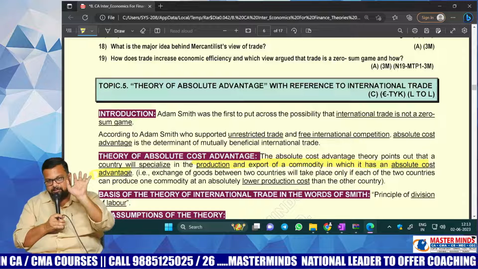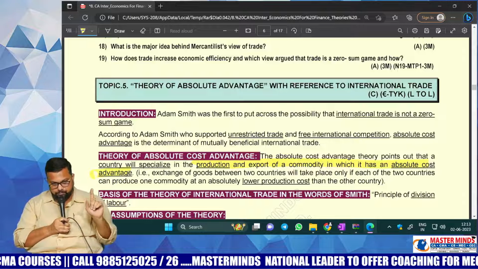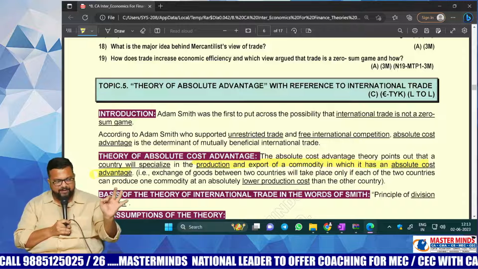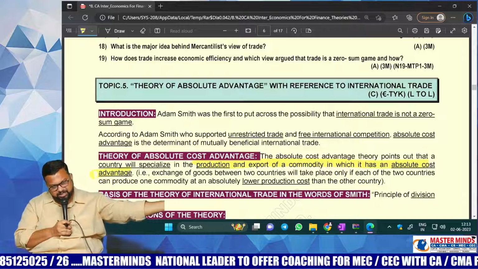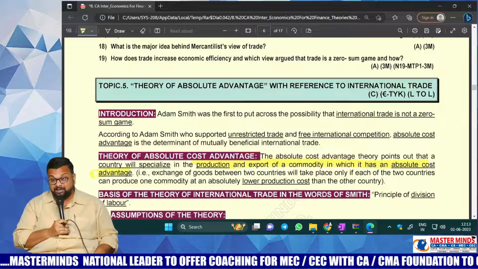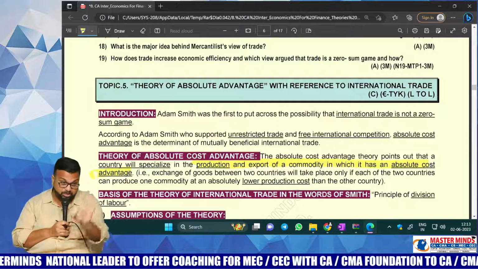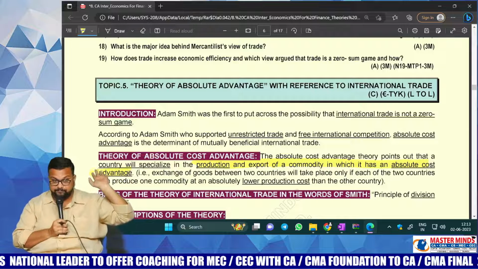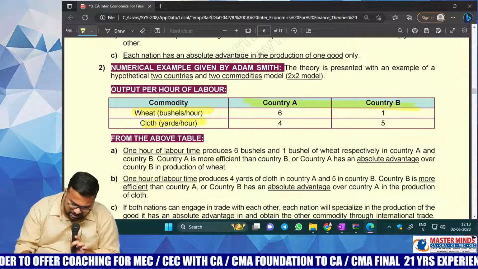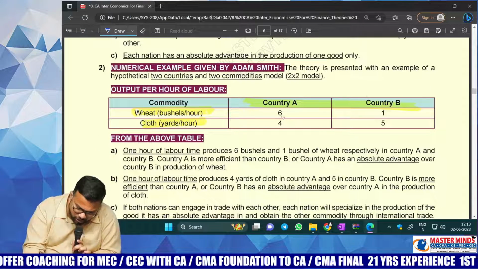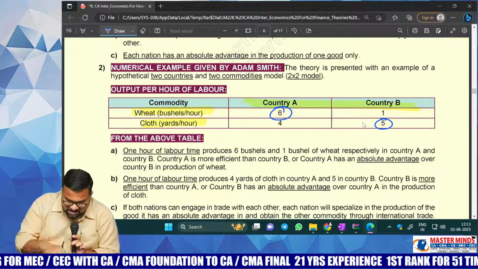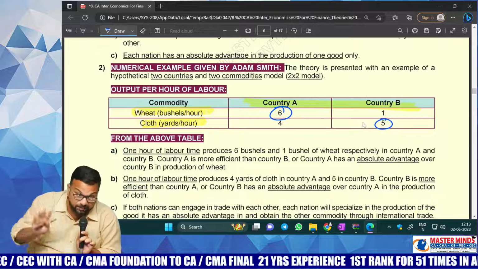That is the assumption taken by Adam Smith. According to him, this theory is applicable only when one country has advantage in one good, another country has advantage in another good. Now you may ask a question, sir, what will happen if a particular country has advantage in both the goods? Then this theory is not applicable. We will apply some other theory. If you look at the matrix that is given there, you can clearly see that country A has absolute advantage in production of wheat, and country B has absolute advantage in production of cloth. In such a situation only this theory is applicable.